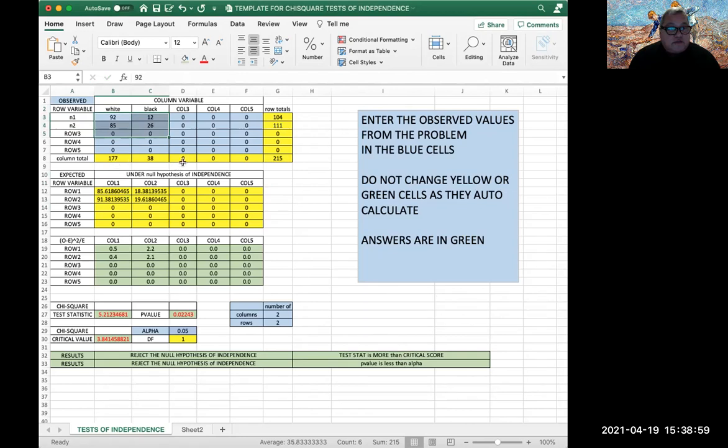these yellow cells automatically calculate the row, column, and overall totals, which then enable you to compute these expected values under the hypothesis of independence, which is how many people you would need to find who are white or black in neighborhoods 1 and 2 in order for you to have the null hypothesis of no relation between the rows and the columns being present.